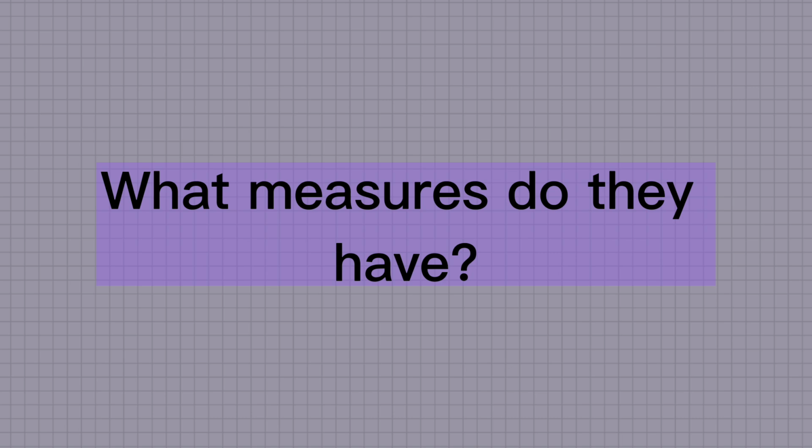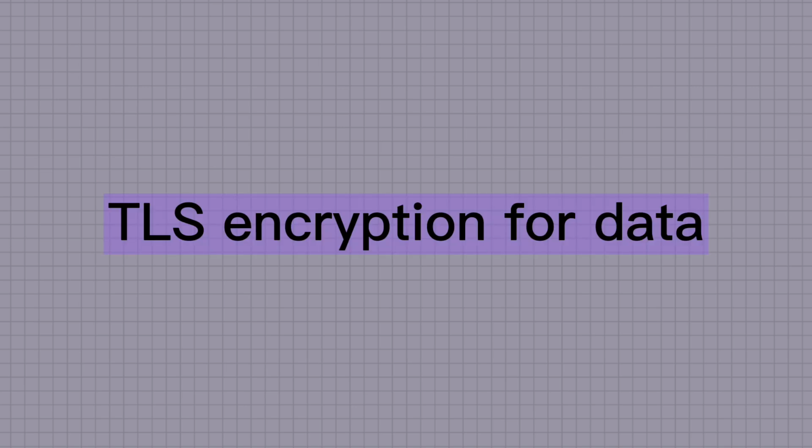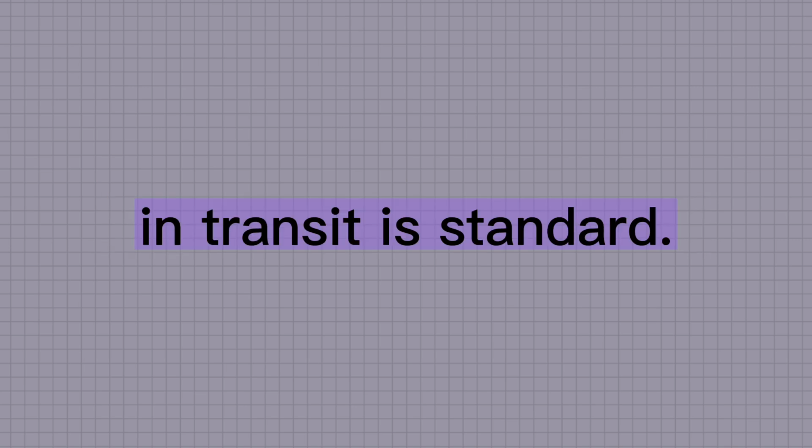There might be a short recovery window, maybe 90 days, but the emails could be gone permanently after that long. Okay, let's talk security. What measures do they have? They mention technical, administrative, and physical safeguards, though specifics aren't super detailed. TLS encryption for data in transit is standard.